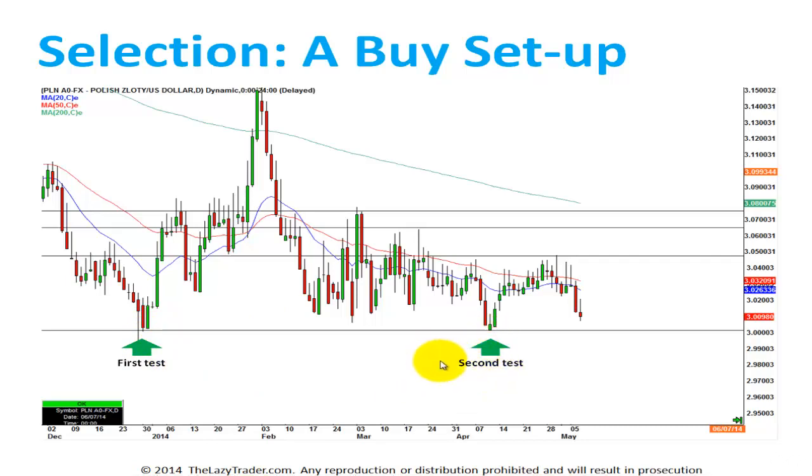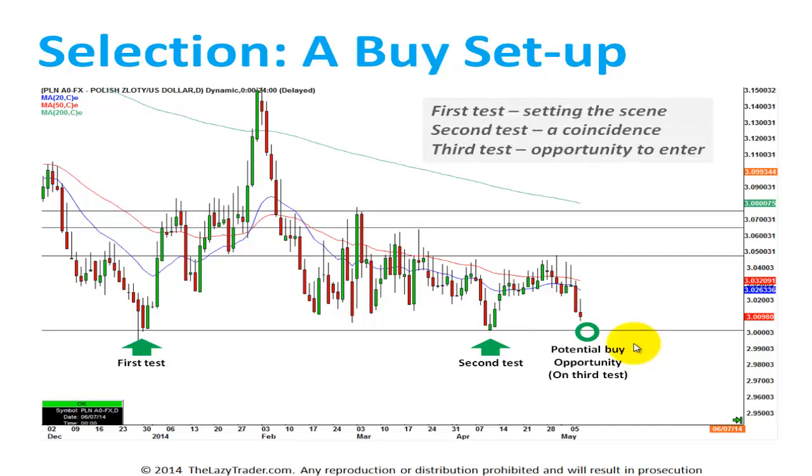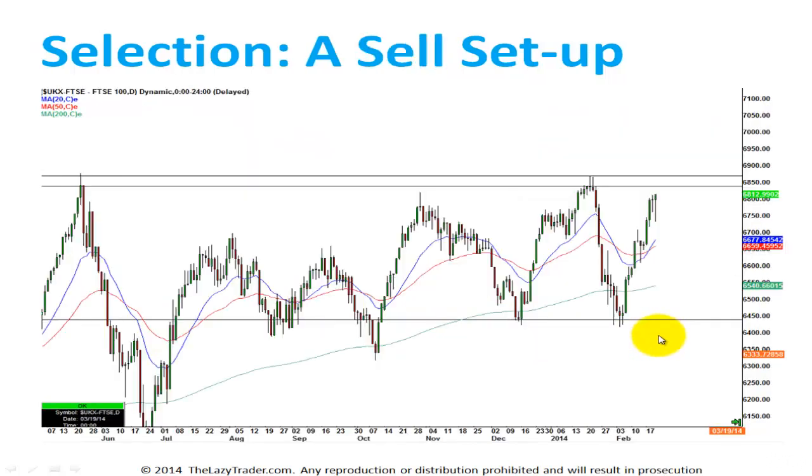So this means that on the third test, when price comes down to this level, this is our opportunity to buy. So we place an order on the level to buy, our stop loss below the level, and we'll talk to you a little bit about stop losses in just a second. So this is our buy opportunity after 2 tests, a minimum of 2 tests. The first test just sets the scene, the second test is a mere coincidence, and the third test is our opportunity to enter for long, in this instance with the US dollar versus the Polish zloty.